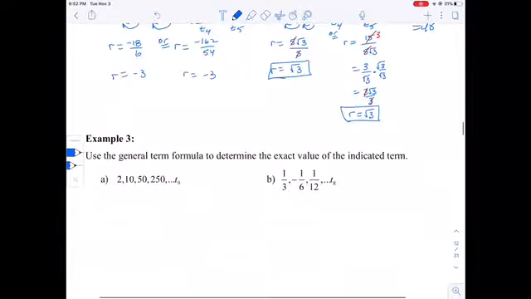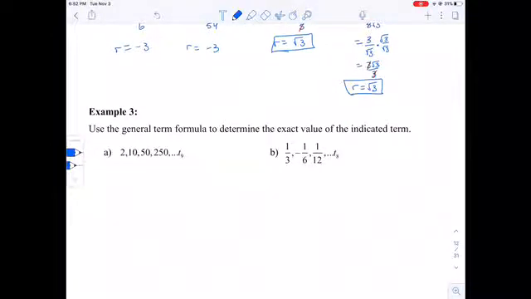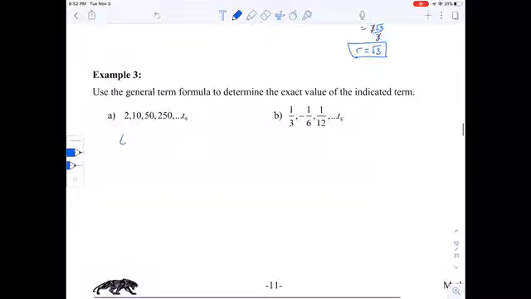Okay, let's try the next one. Use the general term formula to determine the exact value of the indicated term. So if I want to look at this first one, my general term formula is Tn is T1 times r to the n minus 1. So we want our first term. We're going to multiply by r, right? Times r. But I want term 9.